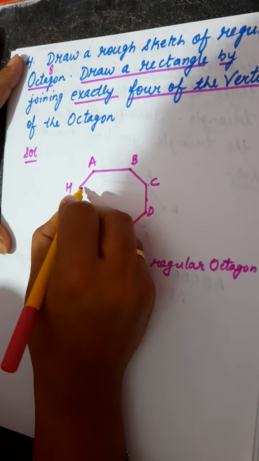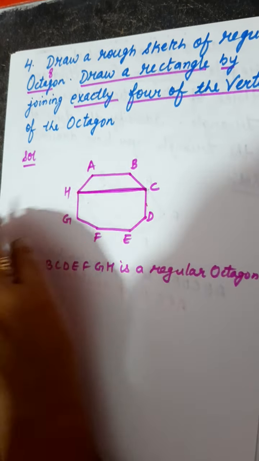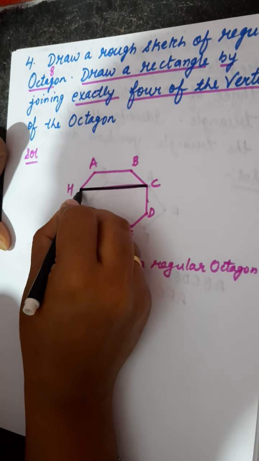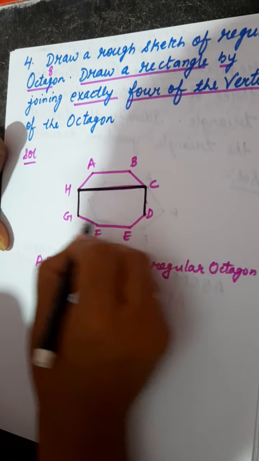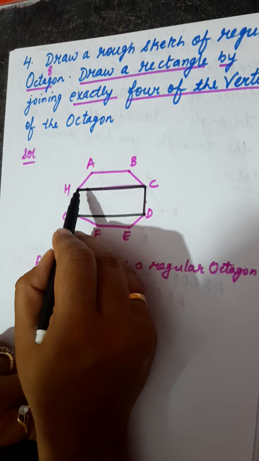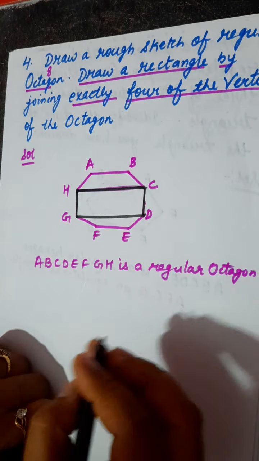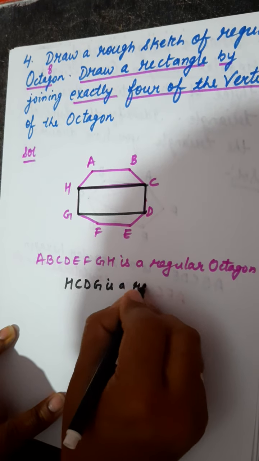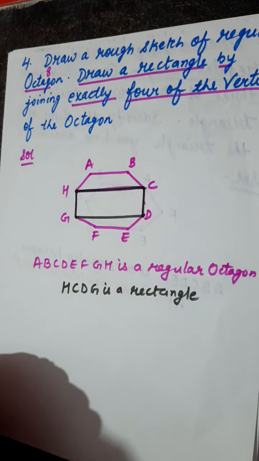Now next is: draw a rectangle by joining exactly 4 of its vertices. We have to join 4 vertices. So let me join this HC. Let me use another HC. Okay, as this vertex is joined by G already, and this C with D already. Now here how many vertices did I join? 4 vertices. I just drew a rectangle by joining exactly 4 of its vertices. 1, 2, 3, 4. Here we have these 4 vertices. So I will write HCDG is a rectangle. So this is all about question number 4.